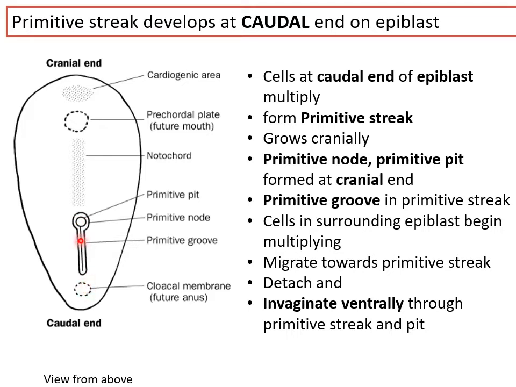So, from where have these cells come? Cells in the epiblast have started multiplying. Now, what these cells will do, these are very hyperactive cells, they will start moving, migrating somewhere else. So, let's see where they will go.